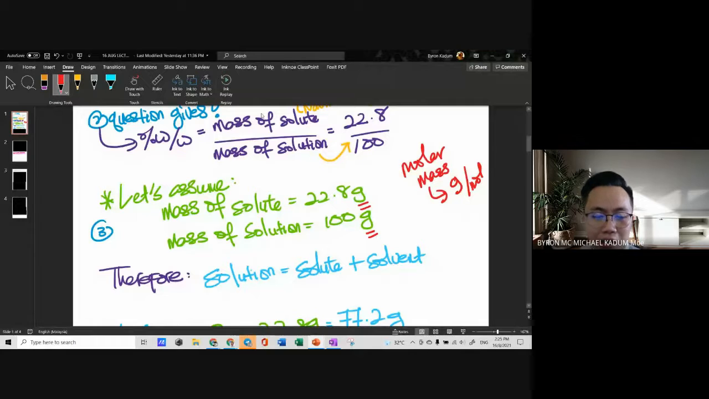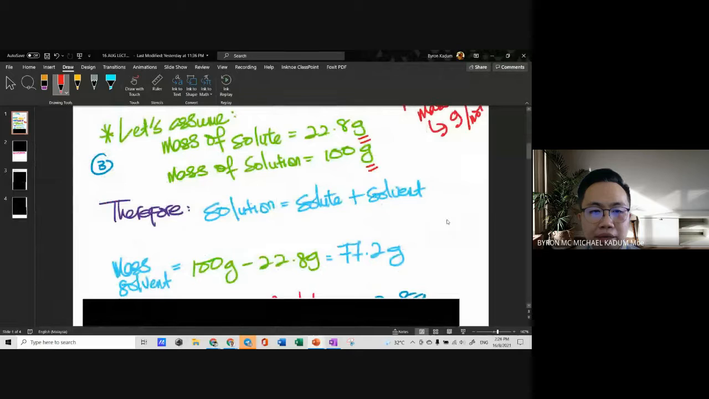Tapi bila you guna kilogram, when you're going to try to relate that with molar mass, ada kemungkinan kamu akan terlupa convert. Dan jawapan akhir kamu akan salah. So that's why you have to be very careful. That's why unit bukan sahaja perlu dihafal, perlu difahami. Daripada unit, kita boleh buat pengiraan.